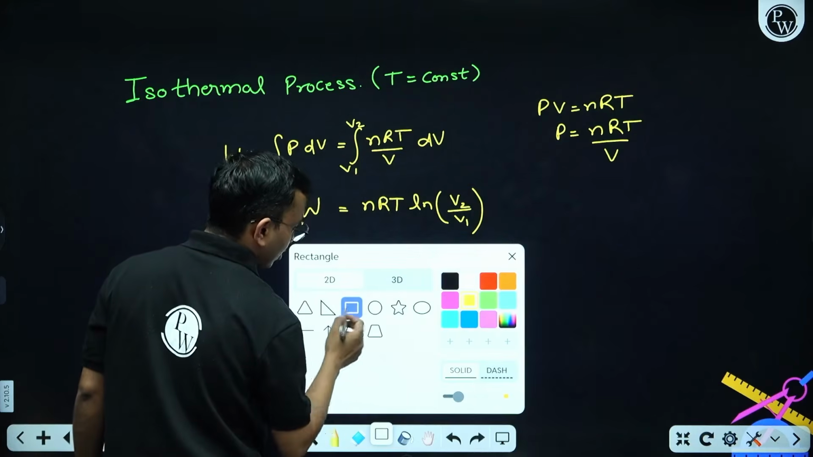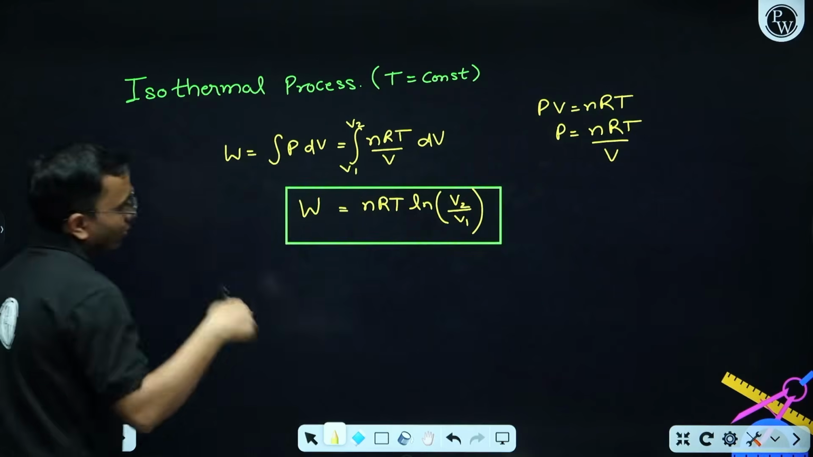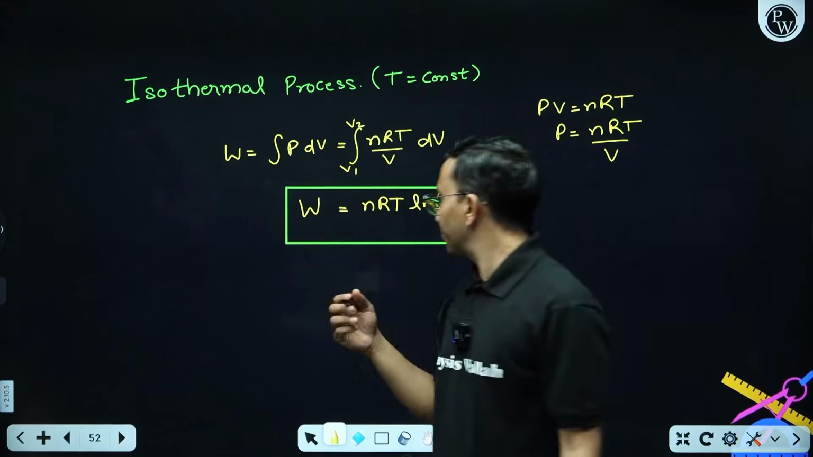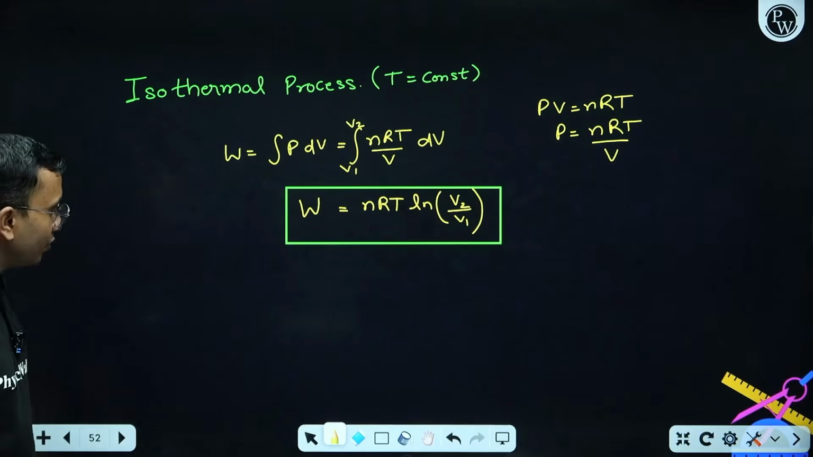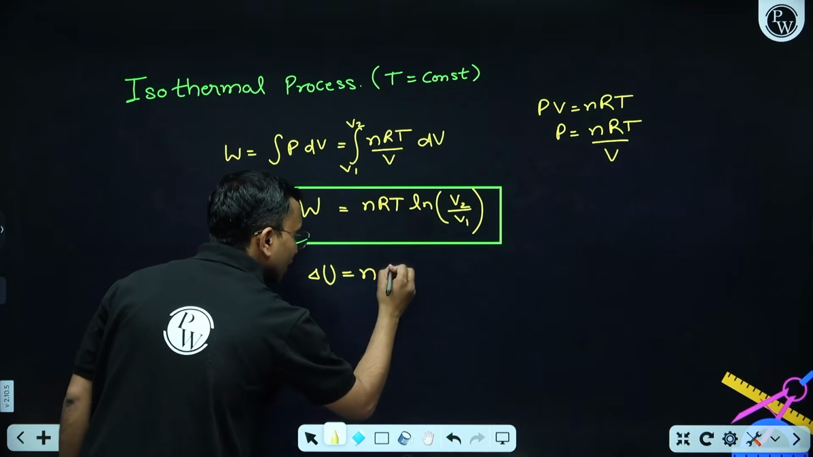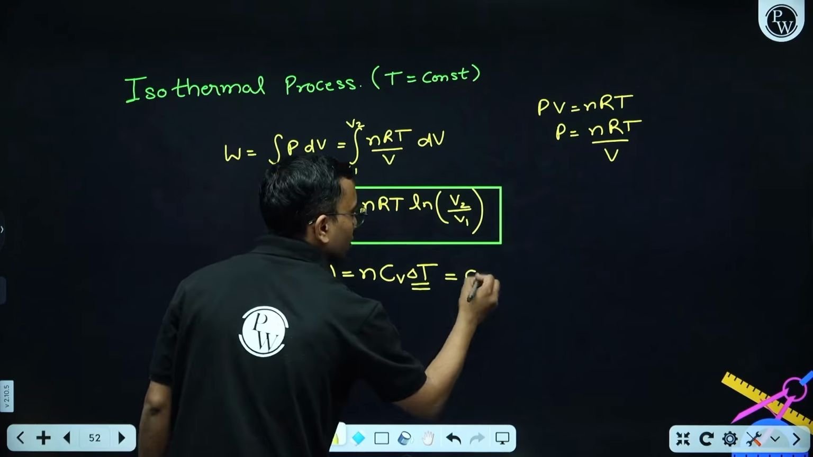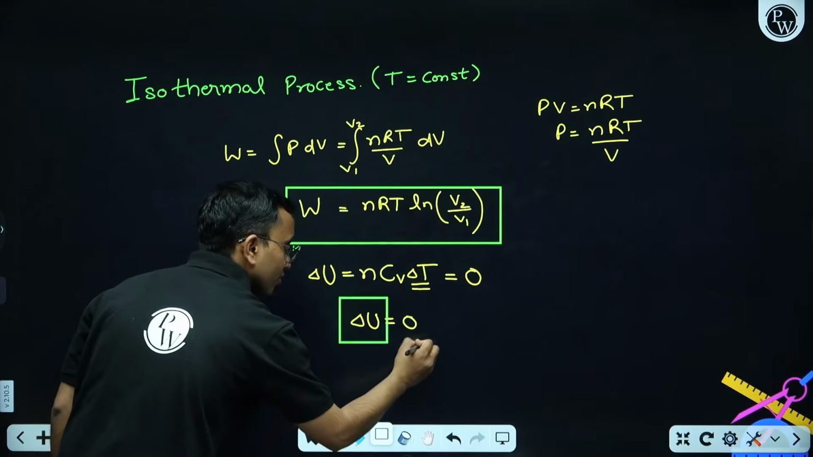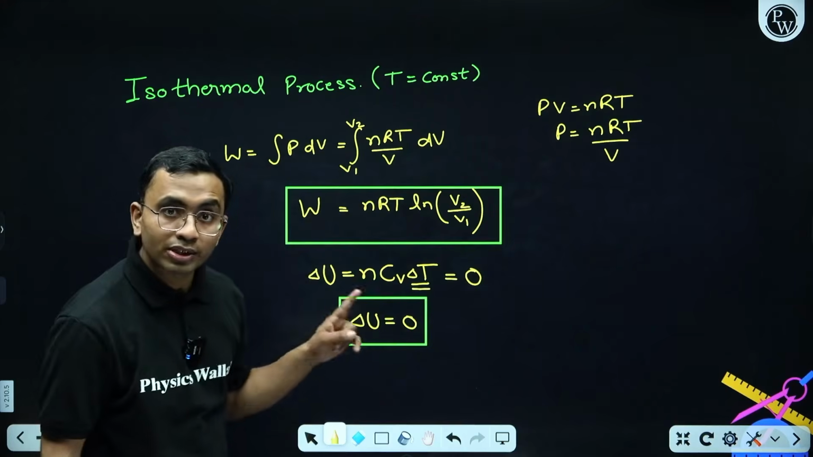This is log to the base e. If you convert that to base 10, then a 2.303 factor will come: 2.303 into nRT log to the base 10 of V2 by V1. So work done is nRT ln V2 by V1. And if you ask me how much is the internal energy change, delta U is equal to nCv delta T. This is 0, because delta T is 0. So my delta U is 0 for the isothermal process.